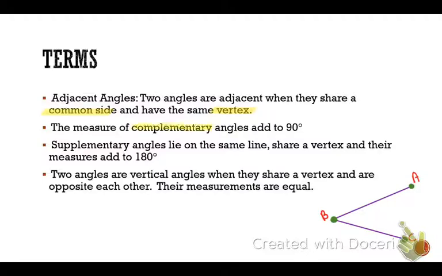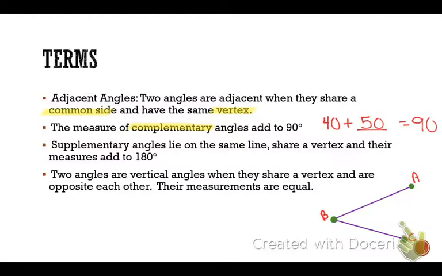Complementary angles are 2 angles whose measurements add up to 90 degrees. So let me just ask you real basic. If 2 angles have to add up to 90 degrees and one angle is 40 degrees, what would the second angle have to be in order for them to be complementary? It has to be 50.